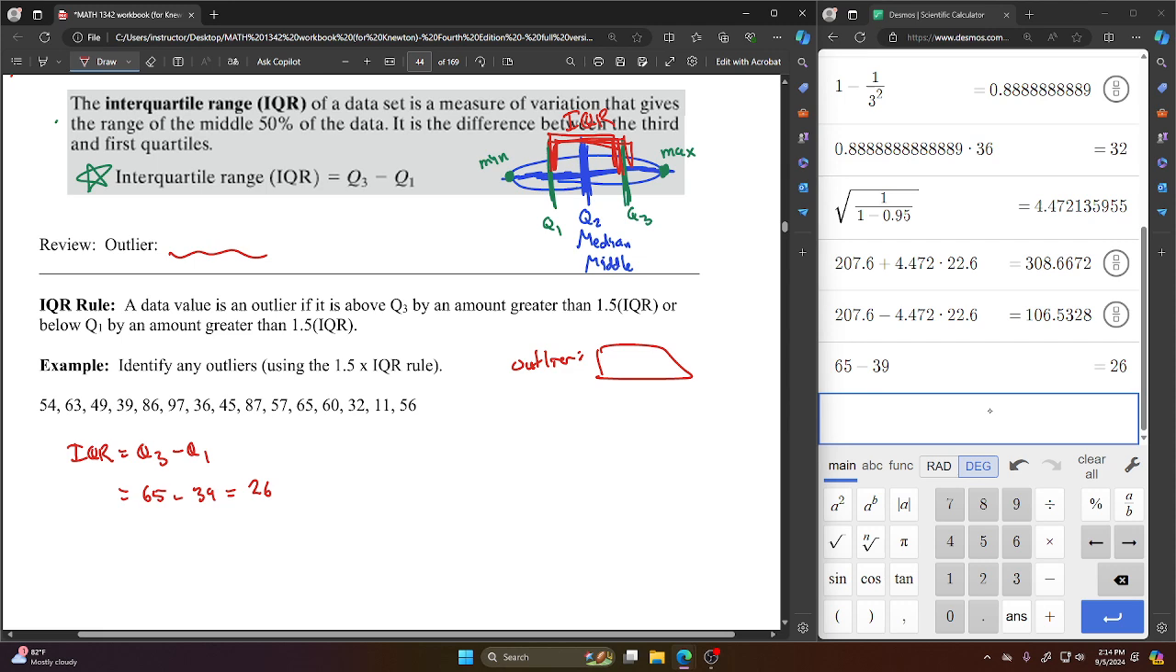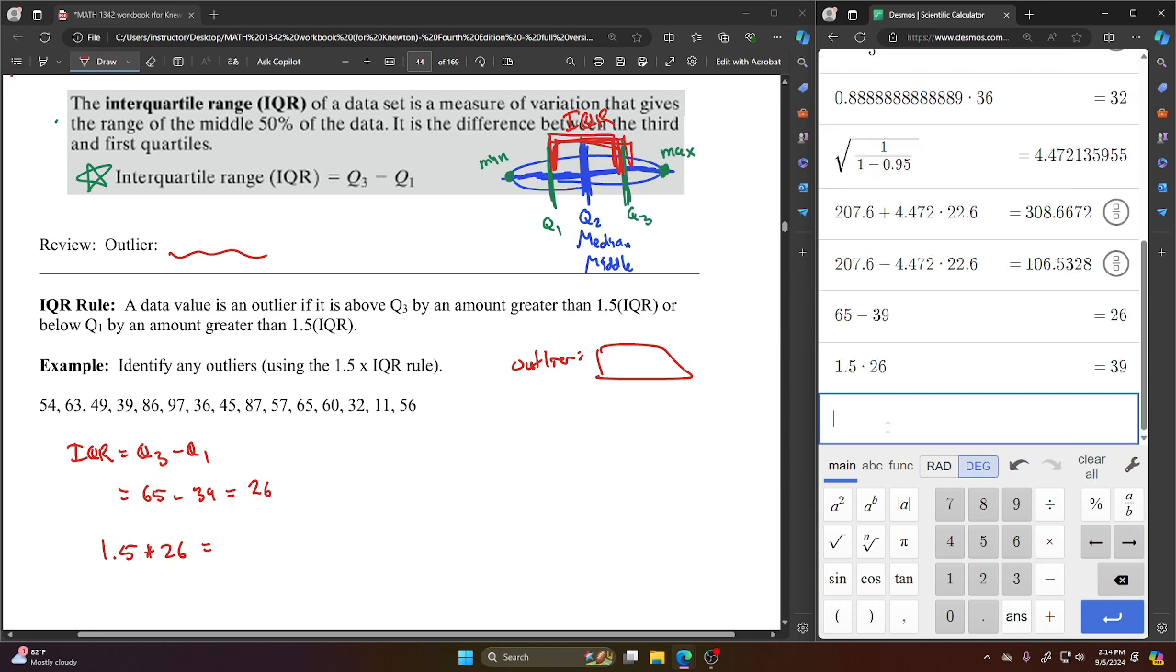Now they're saying use this 1.5 times IQR thing. So what I need to do for the next thing is 1.5 times that 26 to get the distance that they're looking for. Now I'm going to show you what that looks like physically here in just a second. So 39. 39 is the number that they're wanting to spread out from. Okay.